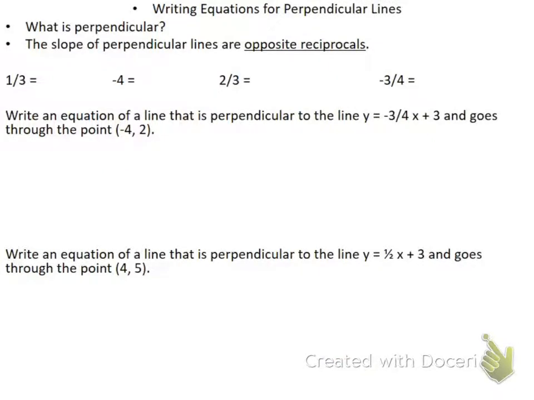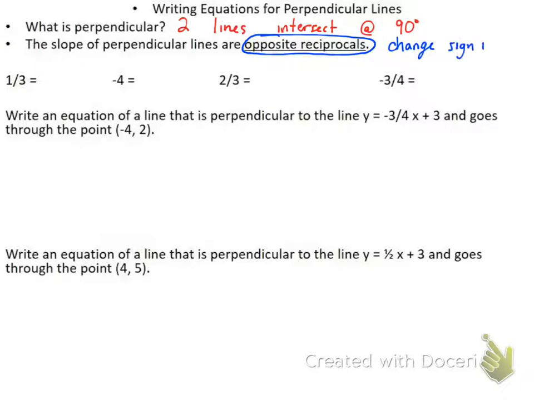The next part we have is writing equations for perpendicular lines. Perpendicular means two lines that intersect at a 90-degree angle. What's important for us here is the slope of perpendicular lines. We have to know that they're opposite reciprocals. Opposite meaning change the sign, different signs. And then reciprocal means it's a flipped over version of the other fraction.